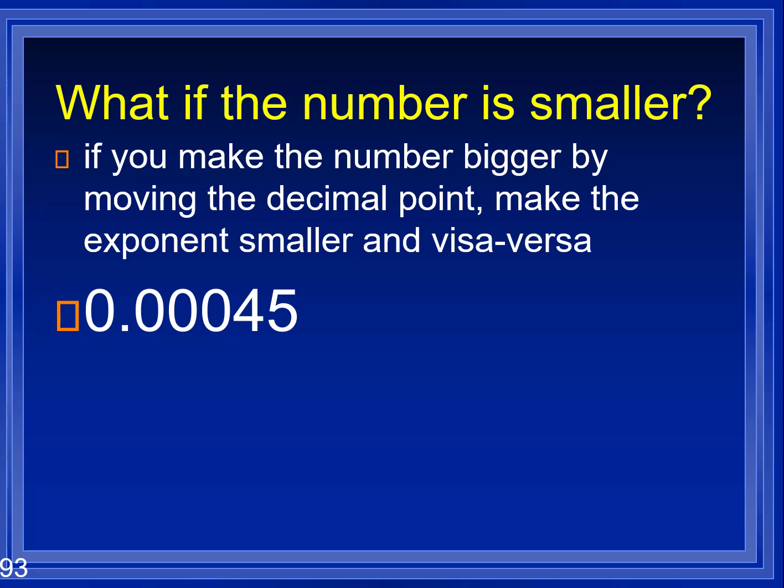Well, it's the same process. There's exactly one place I can put a decimal point that will give me a number between 1 and 10. Where is that spot? It's got to go between the 4 and the 5. I'd have to move it 1, 2, 3, 4 times to get it there. So I'm going to write the 4.5. And going from that number to 4.5, my number got bigger, so my exponent needs to get smaller. So it's not 4, it's negative 4.